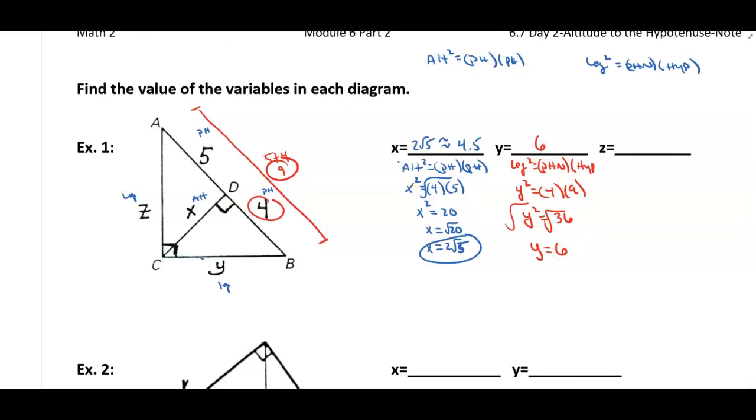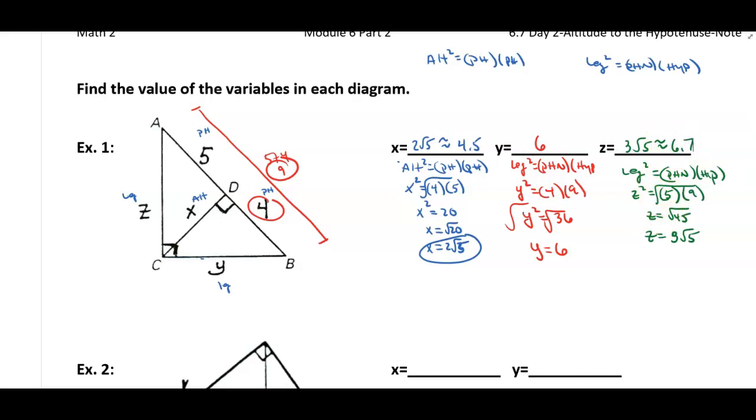Now z is the other leg. So I'm going to use the same formula here. Leg squared equals piece of hypotenuse nearby times the whole hypotenuse. So right away, z squared equals piece of hypotenuse nearby is 5 times the whole hypotenuse we said is 9. So z equals the square root of 45. Now that you can see is 9 and 5, so 3 root 5. So we could say 3 root 5, or the decimal value would be around 6.7.